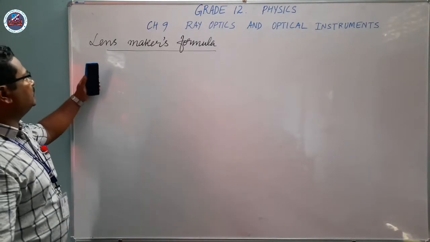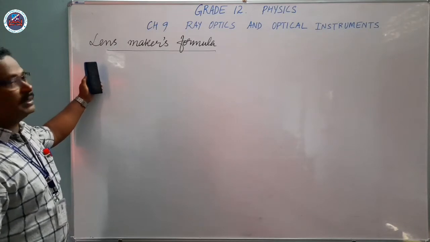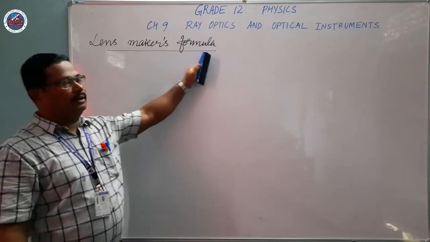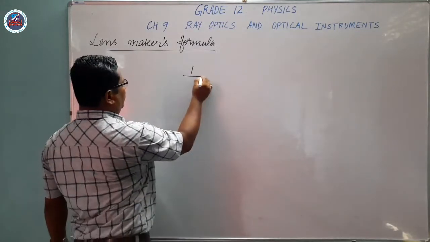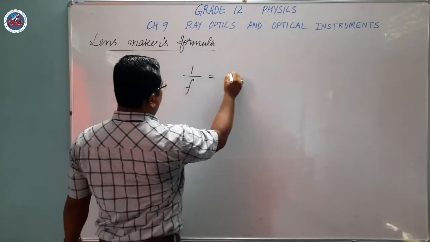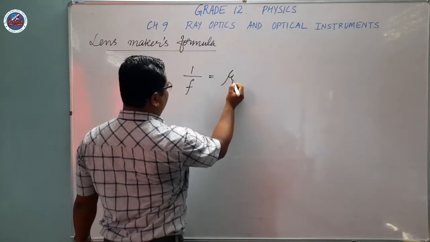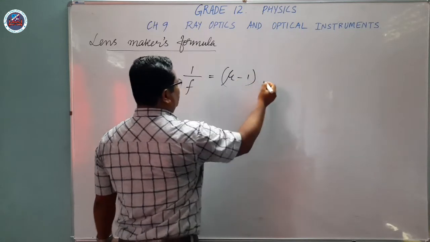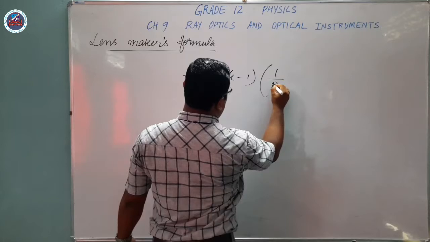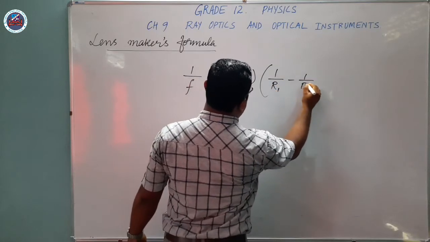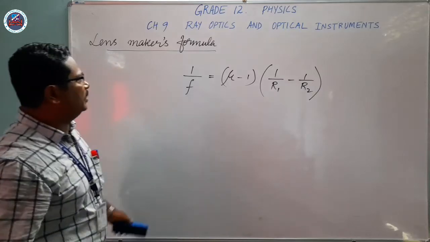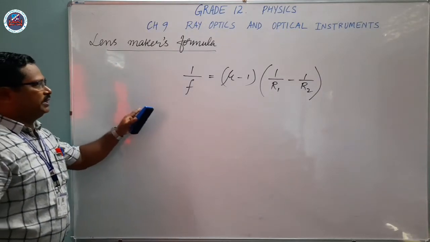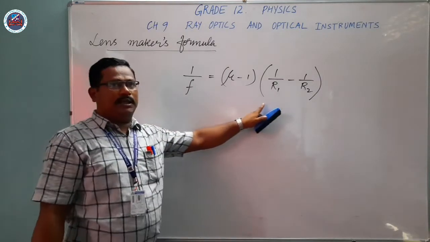In our physics class, today we are going to discuss the Lensmaker's formula. This is a formula that relates the focal length of a lens, the refractive index of the material of the lens, and the two radii of curvature R1 and R2. This formula is popularly known as the Lensmaker's Formula. While manufacturing a lens, this formula is used.